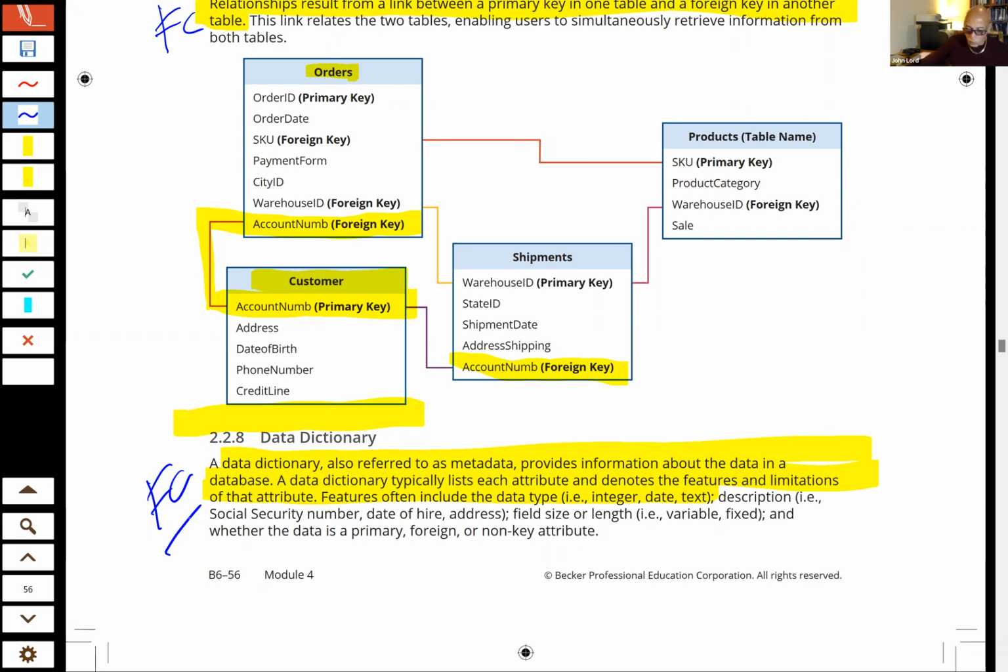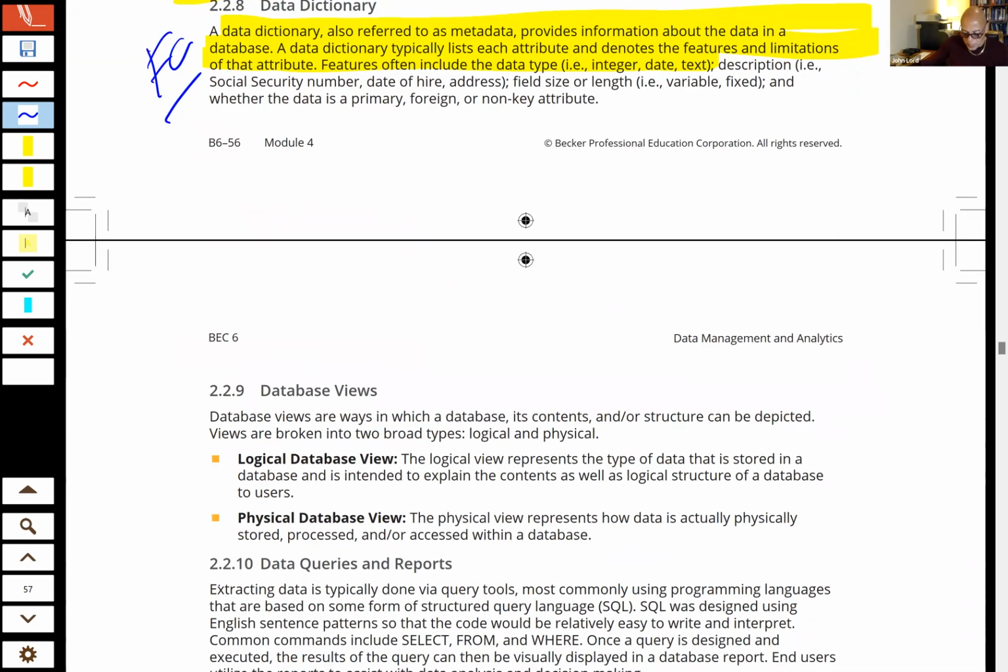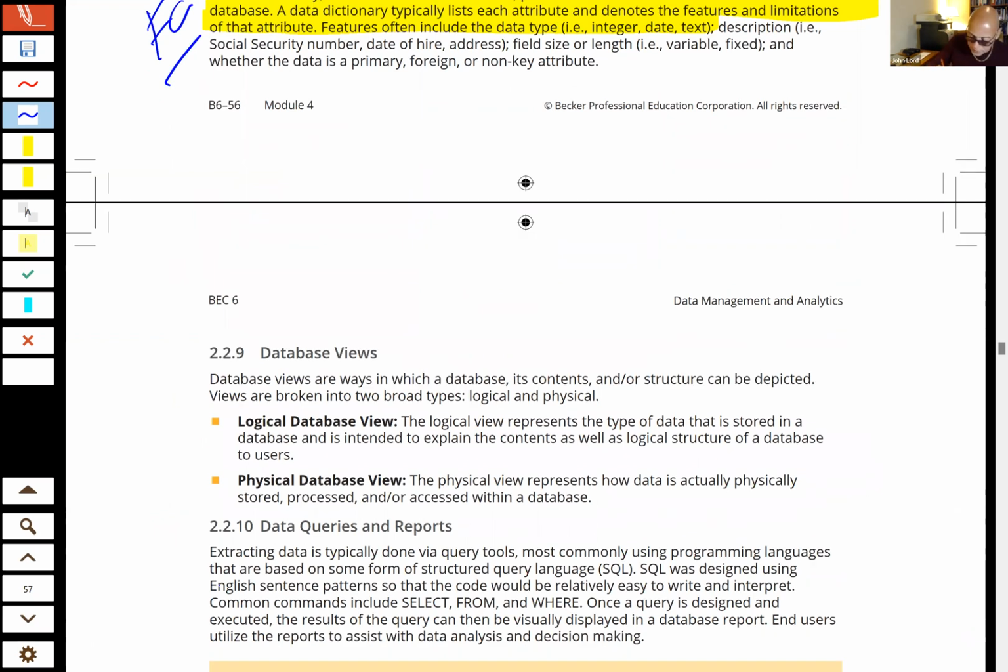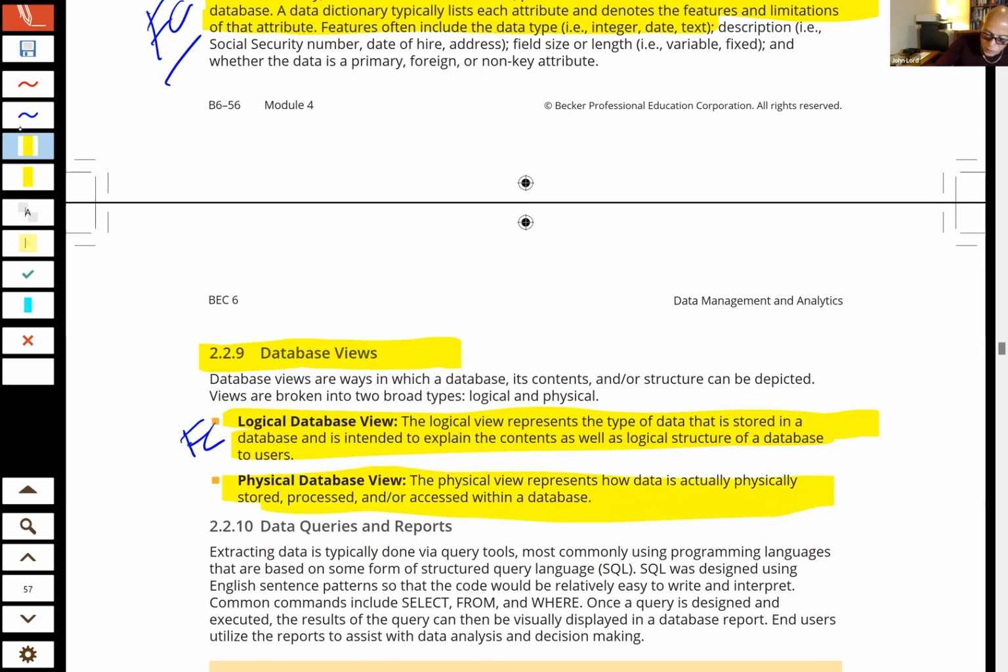Okay. Now, what happens is you will then look at different database views. There is a logical view. The logical view is basically how the individual who's interfacing with that data will see it. The physical database view is how it is actually physically stored. Now, of course, you're probably going to be seeing this much more, but you should know the difference between the logical database view and the physical database view.